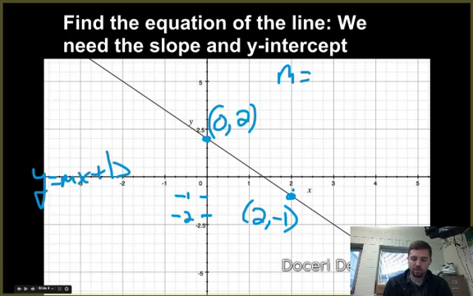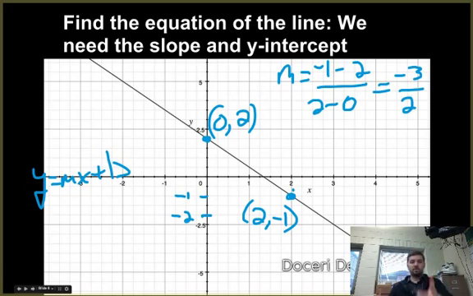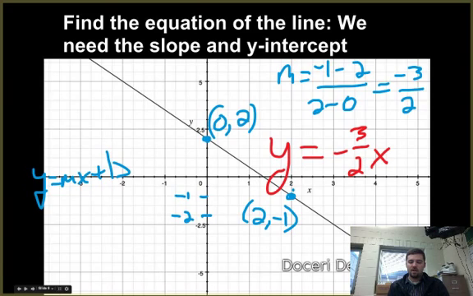So the slope of this line is going to be, let's see, -1 minus 2 divided by 2 minus 0. Okay, so that's going to be negative 3 divided by 2. So my slope is negative 3 over 2. My y-intercept is at 0, 2. So my final answer is y equals my slope, negative 3 over 2, times x, plus my y-intercept, so plus 2. Okay, that's my final answer.